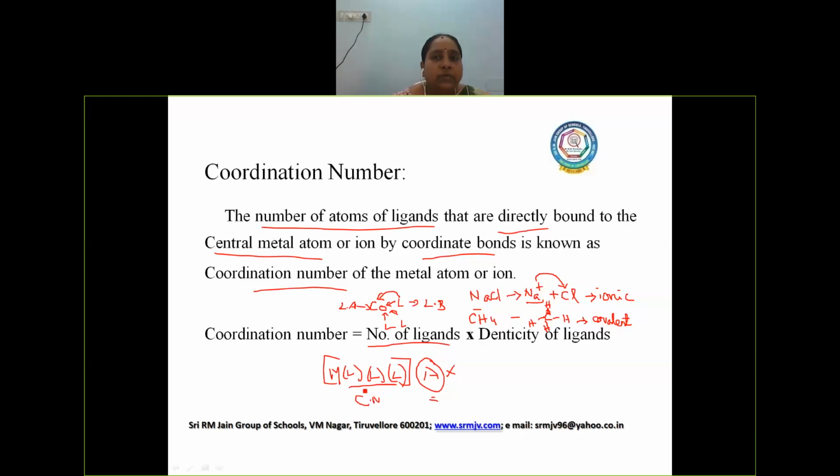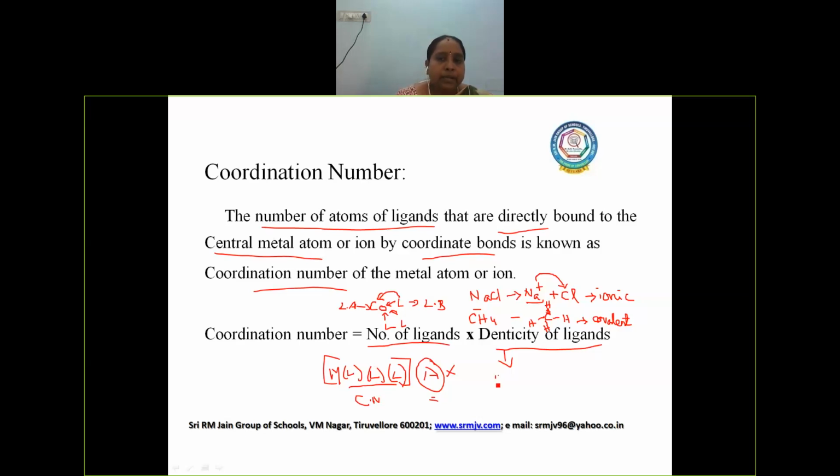Whichever ligands are attached directly to the central metal atom. That's why we are using this sphere to indicate the ligands are attached directly. Whereas this anion is outside the sphere, which is ionizable, not directly bound to the central metal atom. Clear? So this is the formula. Coordination number is equal to the number of ligands times the denticity of the ligands. So what is denticity? Linkage formed by the ligand.